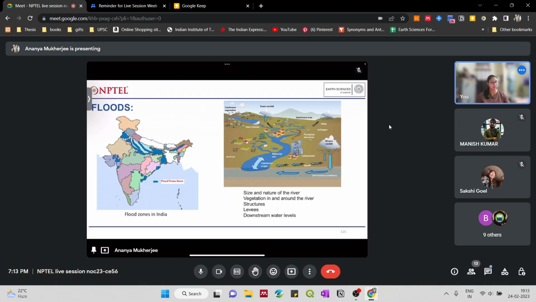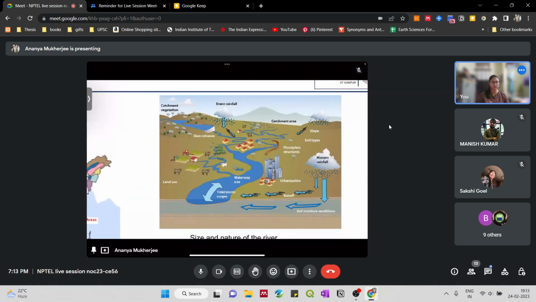Okay, in this sketch you can see that there are a lot of inputs to the river system, and any changes in these input factors are going to determine whether a flood will be caused or not. If your catchment vegetation decreases, the sediments are more loose in nature, so they will not hold the water. It will flow and flood the region next to the river, and it will erode the area next to the river.